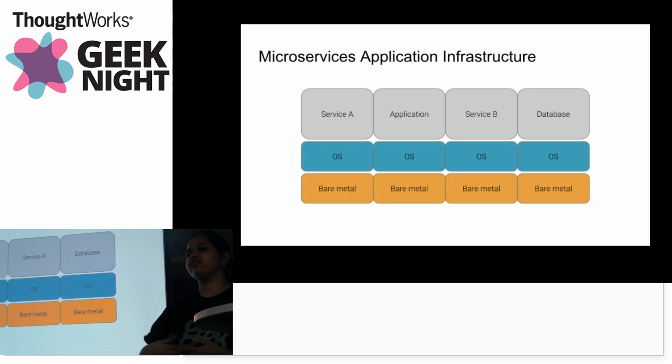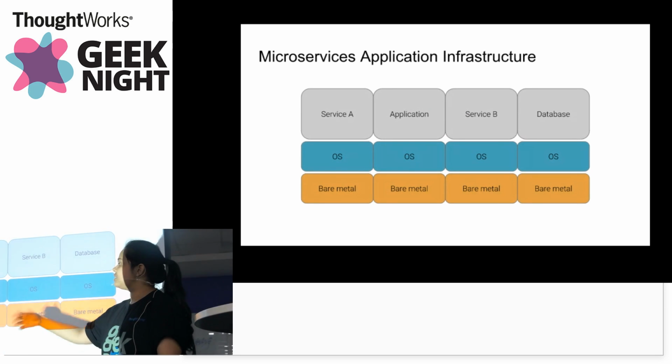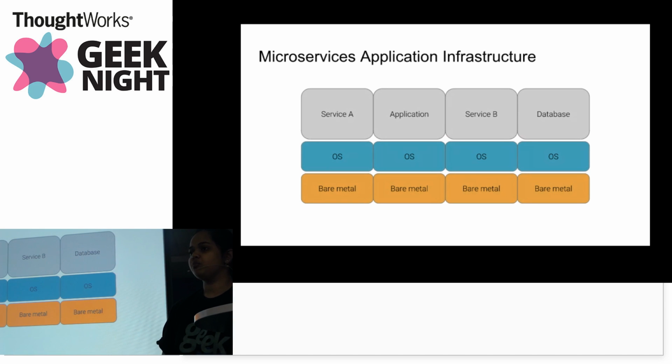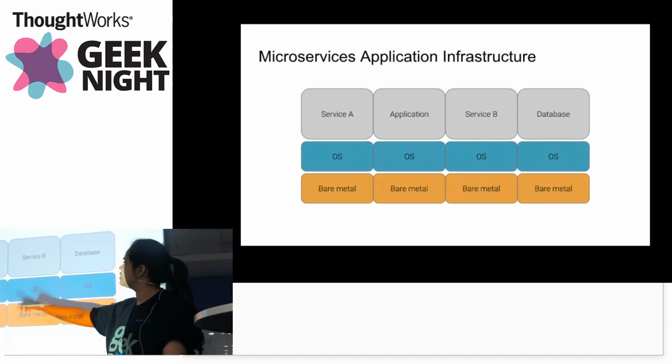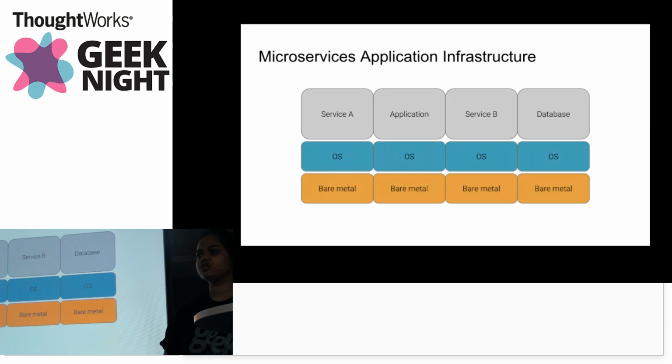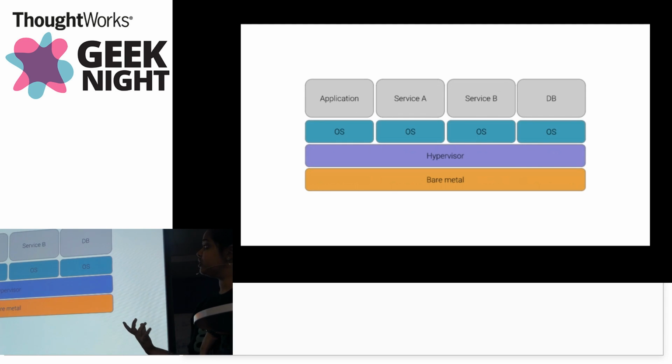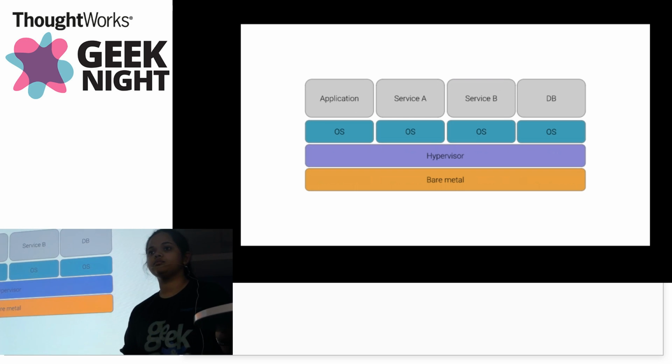That's the whole point of going with service-oriented architecture. It would not make sense to have everything on the same machine again. And now my resources are still being wasted because not every service requires the same amount of resources. So VMs provide great ways of hosting microservices applications. Any questions? No?